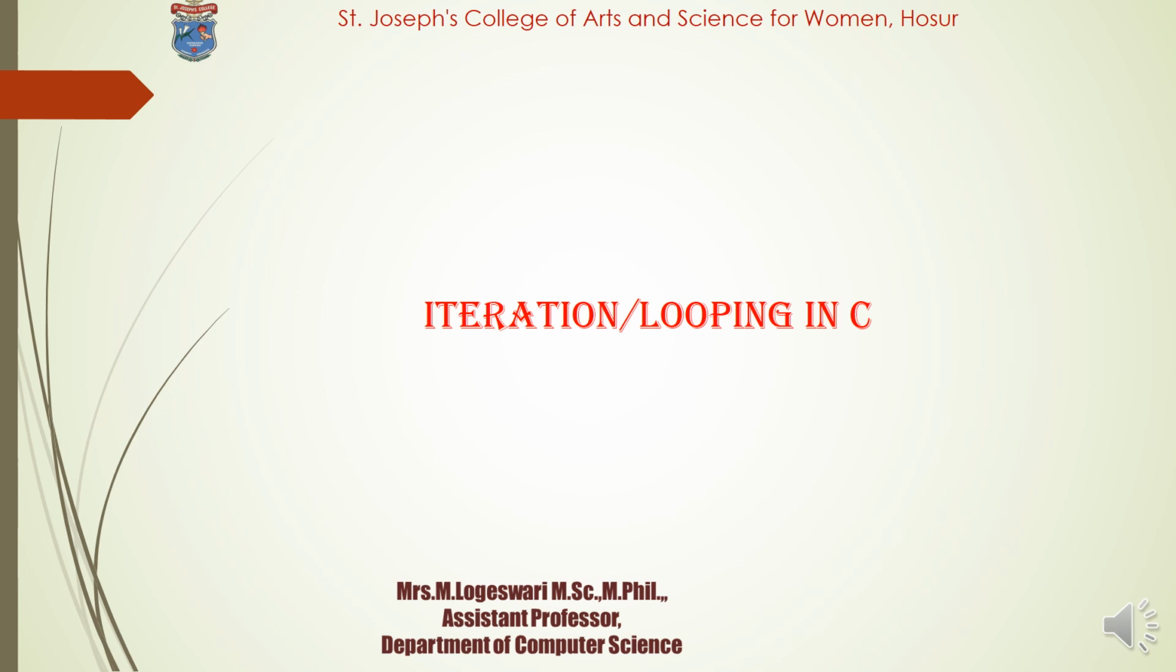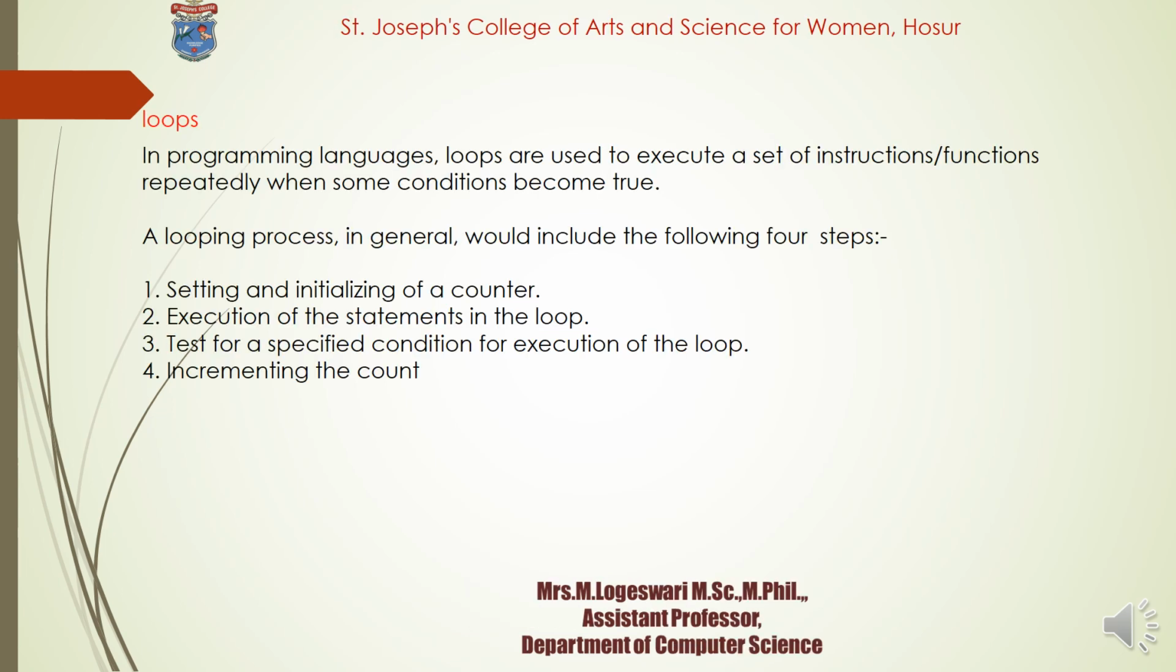Today we learn about looping in C. In a loop, a set of instructions or functions is executed repeatedly until some condition becomes true. So what are the processes there? Setting and initializing a counter, execution of the statement, evaluating the condition, and after that incrementing the counter.